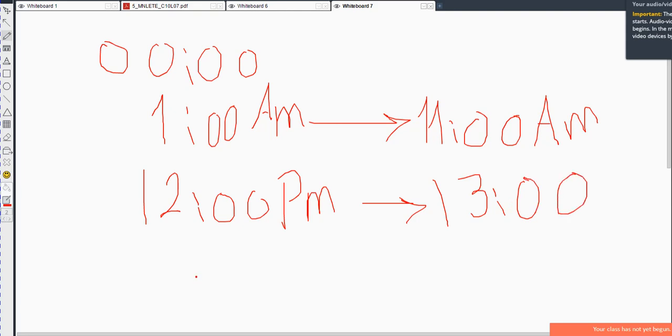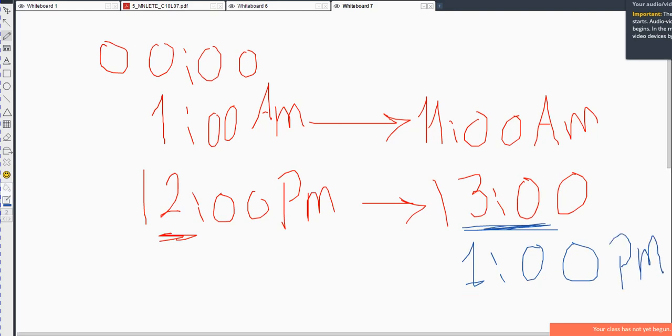If we add 1 to 12, it will be 13. Then 13 plus 1 will be 14, 15, 16, and so on. The number equivalent to 13 is 1, so it will be 1 p.m. So if you want to convert 13 to p.m., just subtract 12.